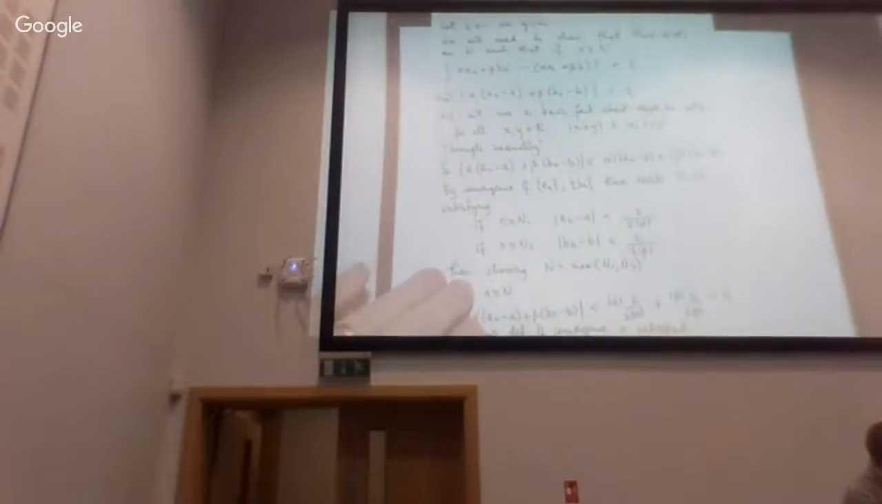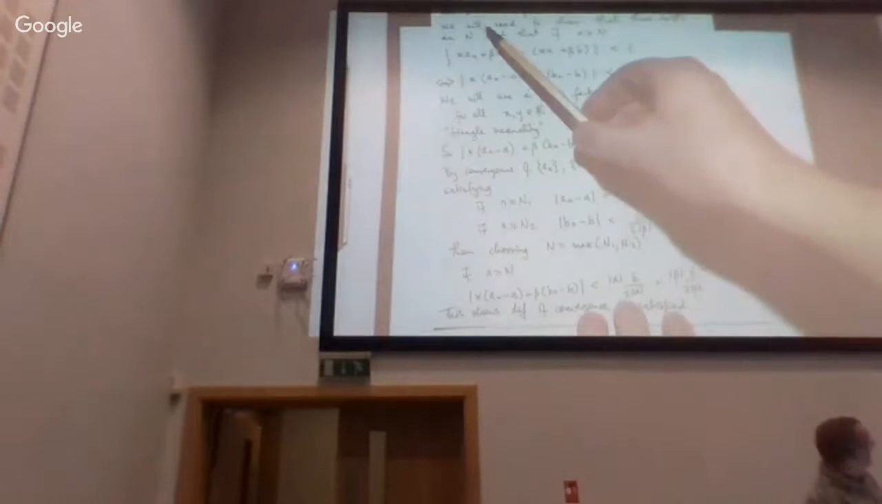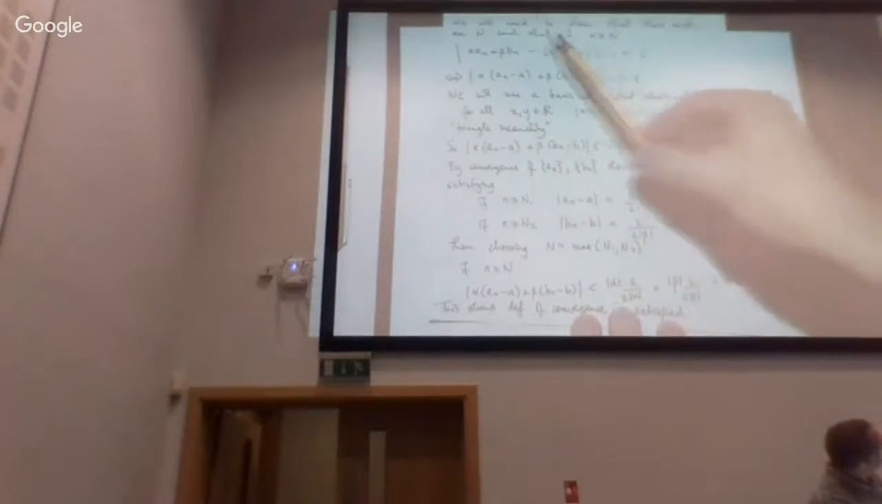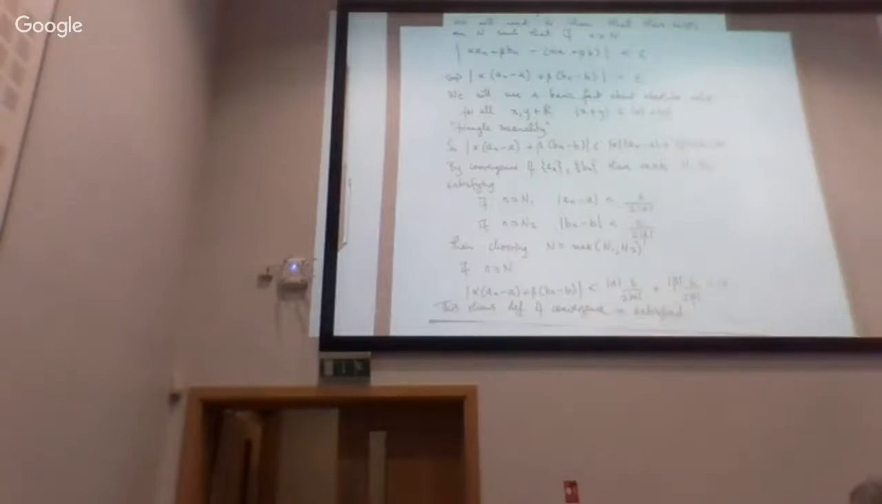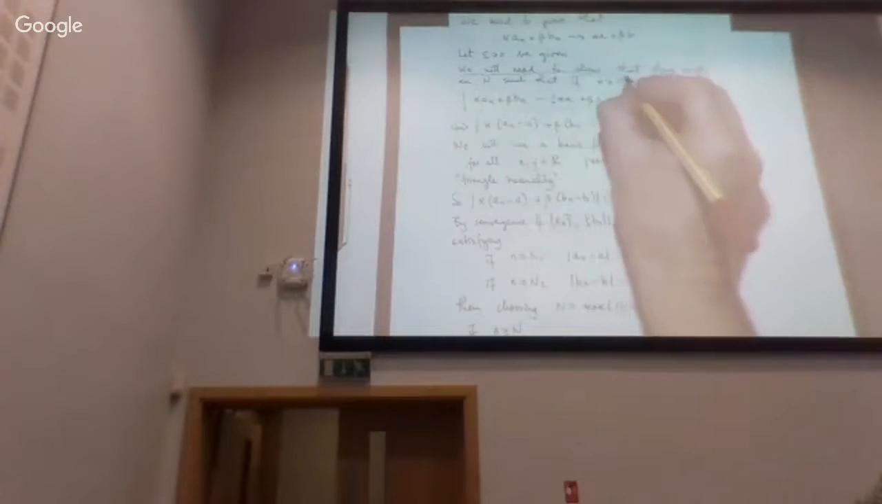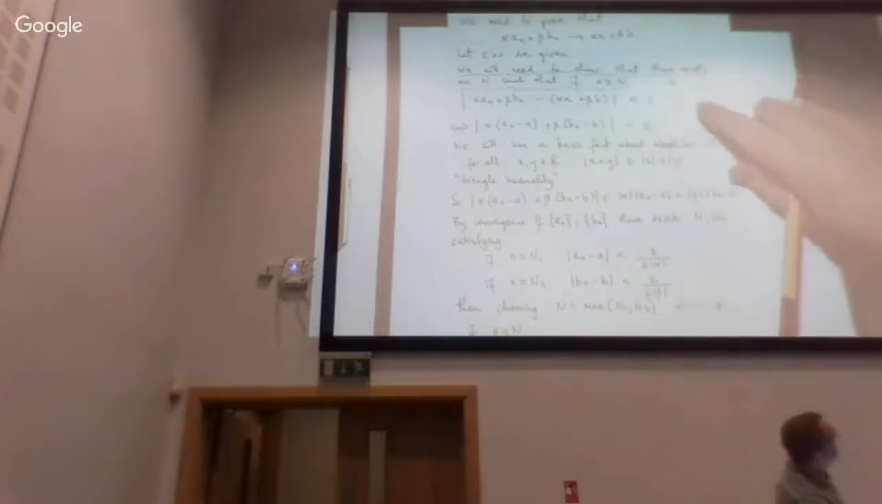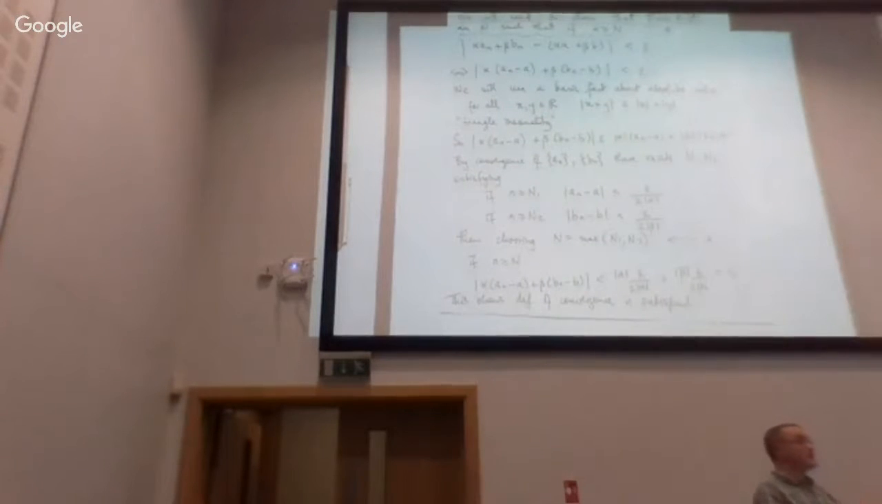Because remember, we declared at the top that we will need to show that there exists an N with this property. But where is the N? The N was chosen here. Here is the existence of the capital N. It's chosen to be the maximum of these two numbers. So that's where we declared what we had to do. Here we did it. So we've satisfied the definition of convergence.